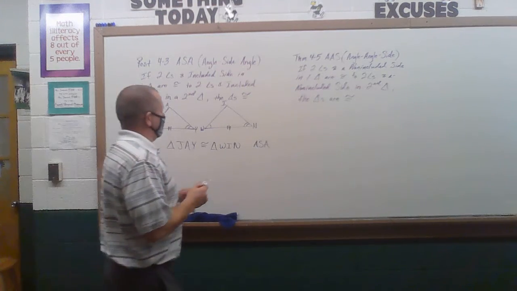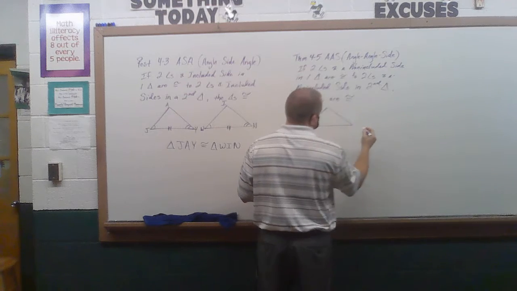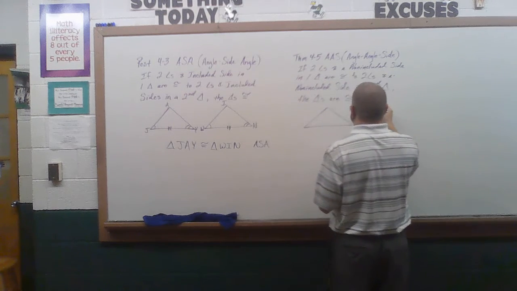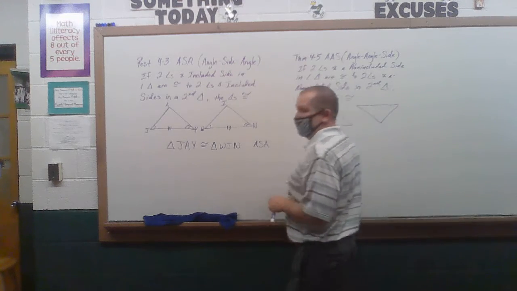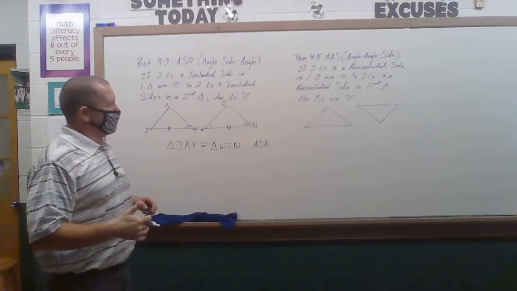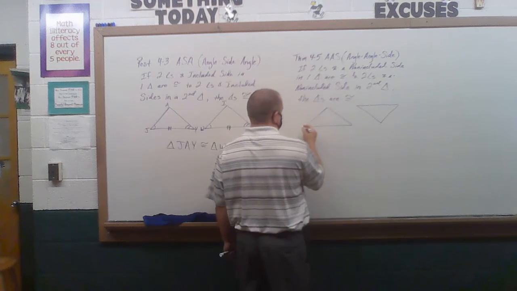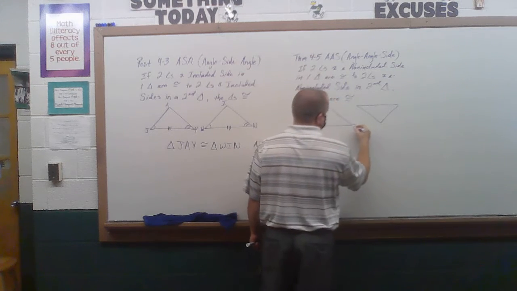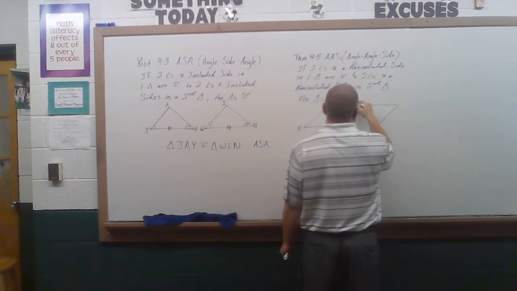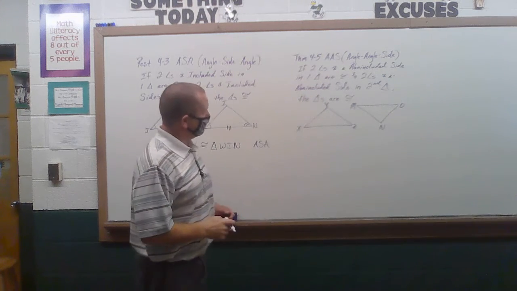So, if, for instance, we had this triangle, and then we did the same thing, but we just put it upside down. So even though they're not in the same orientation, they still could be congruent to each other. So if we said X, Y, and Z, and then we said, it doesn't matter, M, N, and O, okay?